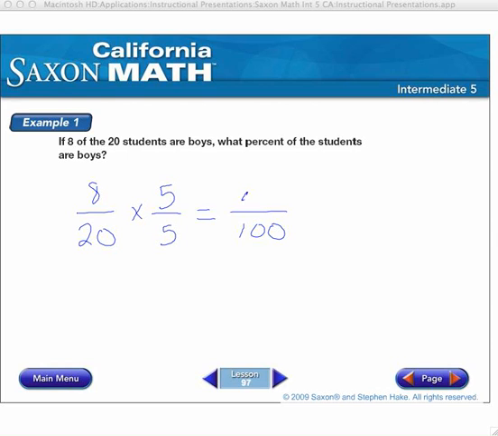8 times 5 is 40. 40/100ths is equivalent to 40%. And there is my answer. So the key thing here is to remember that your fraction needs to be converted to equal 100 in the denominator. Okay, let's look at example 2.